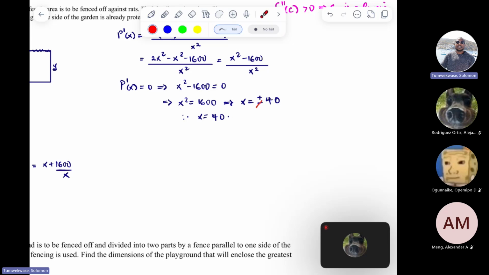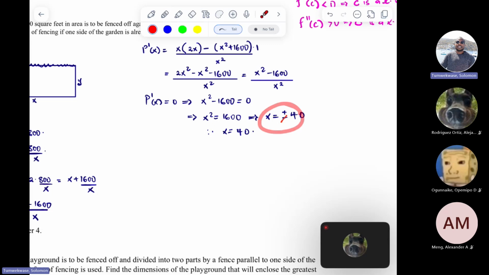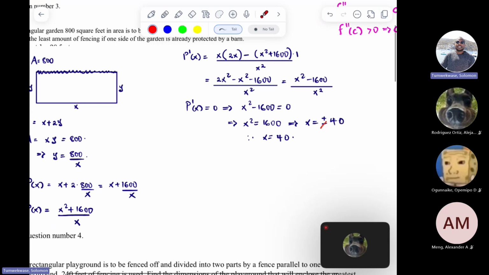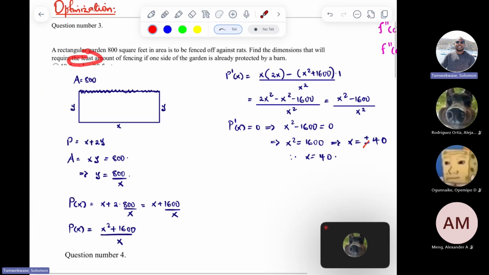If you don't want to use that explanation for removing the negative, for sure you'll find that when we check the second derivative at these 2 points, one of these points won't give you what you're interested in, which is a minimum, right?